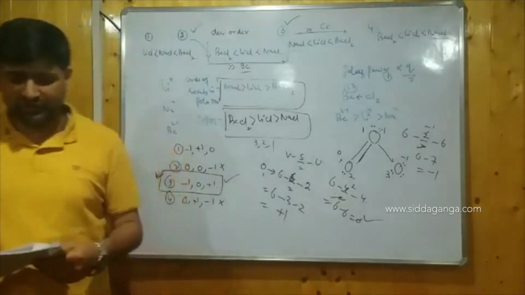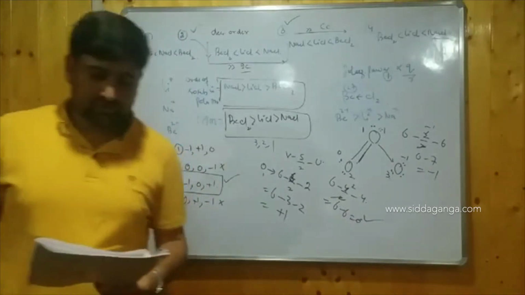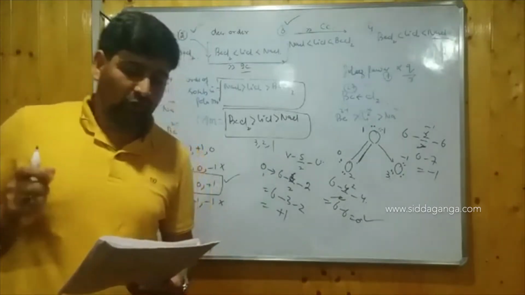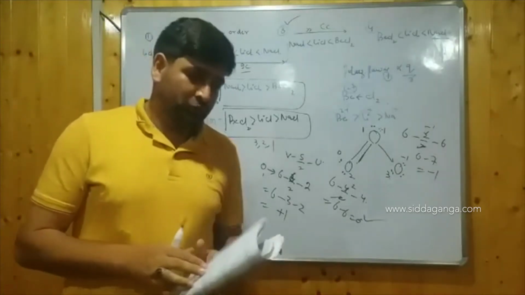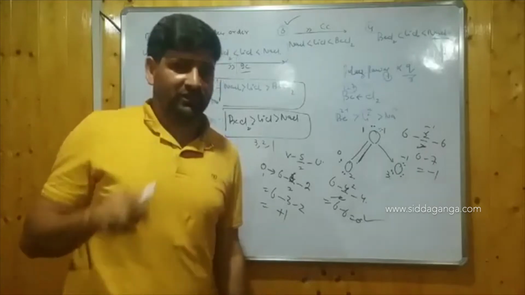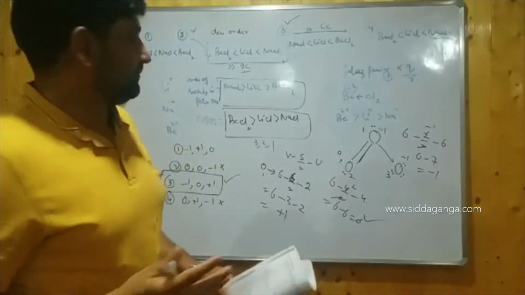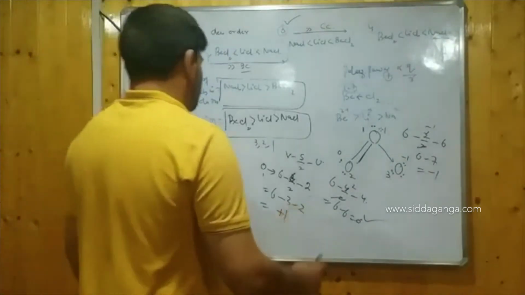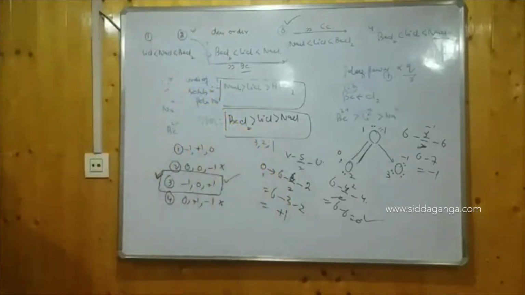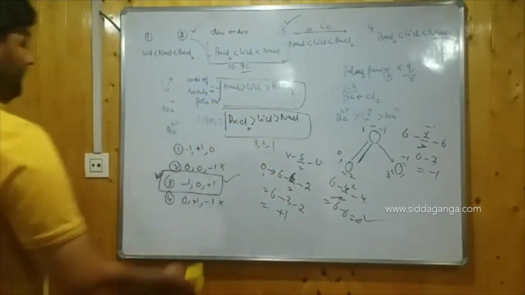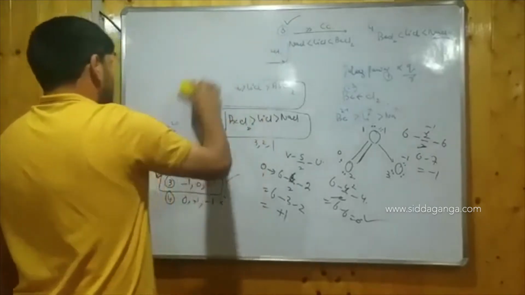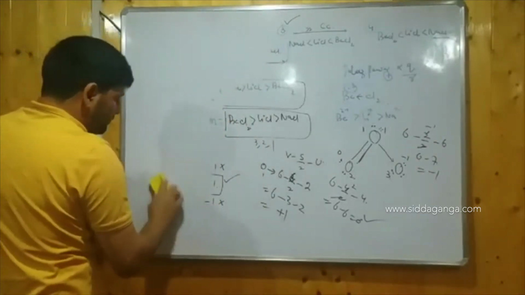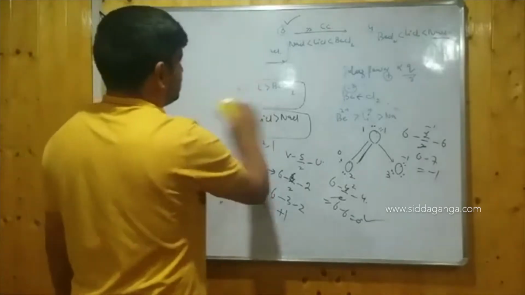Let's see the next question, children. The question is, which of the following bonds has the highest bond energy? Unless and until mentioned, always consider bond energy as the amount of energy required to break 1 mole of bonds. The other name we usually give to that is bond dissociation energy as well.